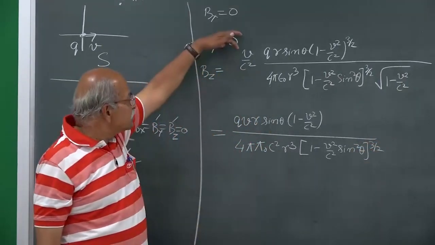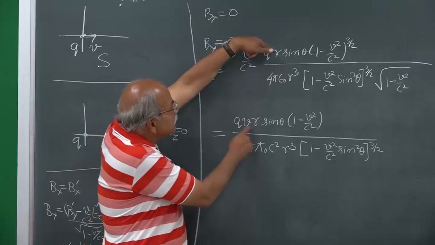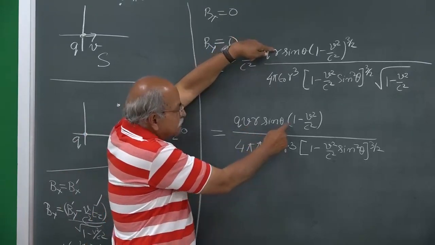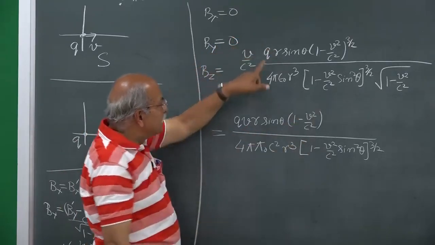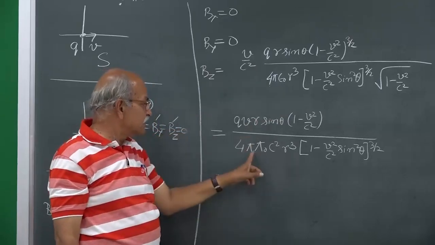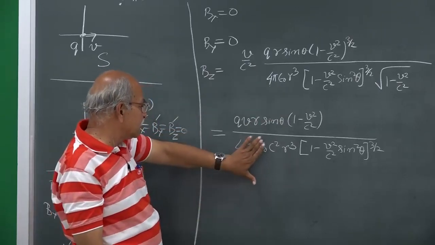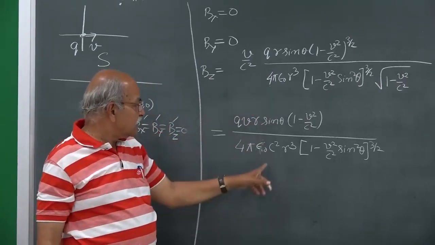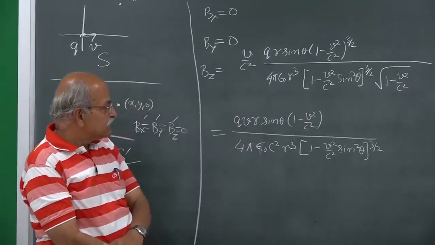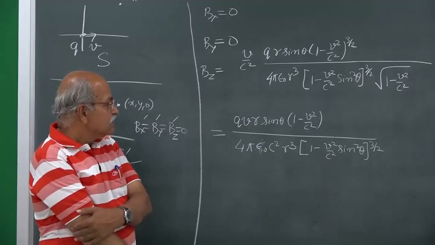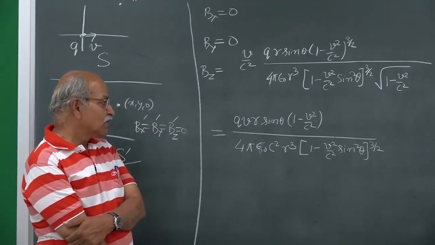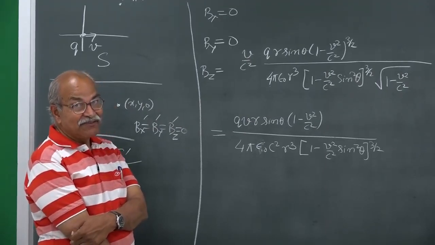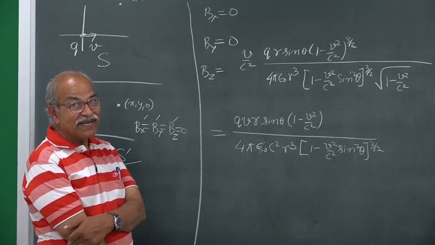Alright, once again check: q into v into r, then sin theta and 1 minus v square by c square, and then this is 4 pi epsilon naught c square, and then r cube and 1 minus v square by c square sin square theta to the power 3 by 2. So, that is the magnetic field.